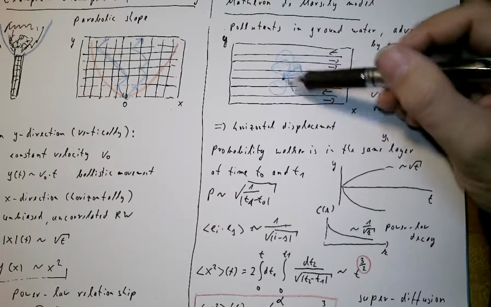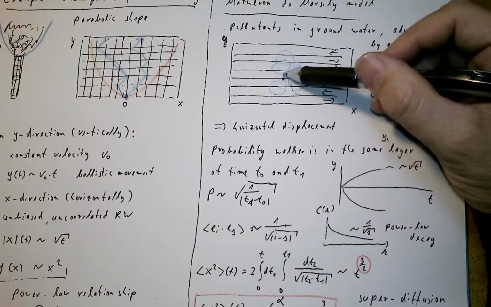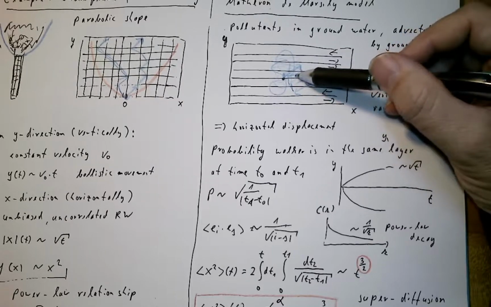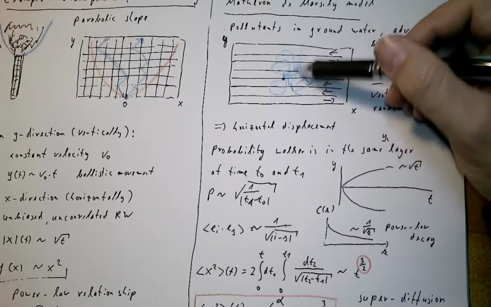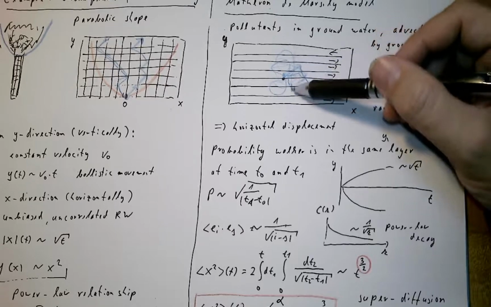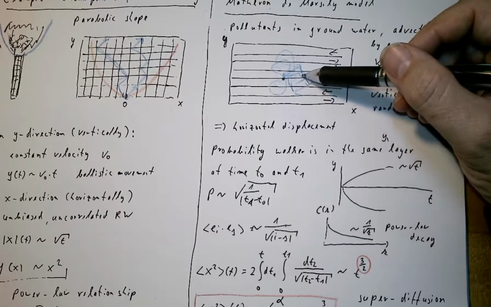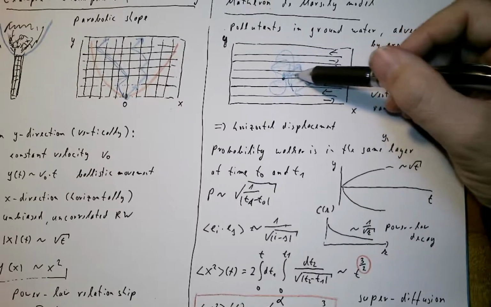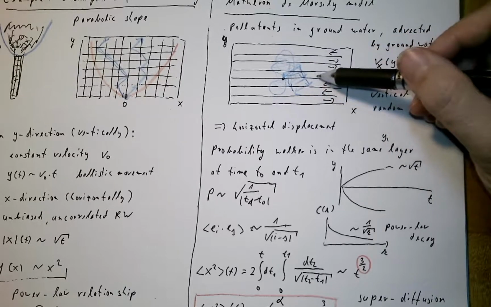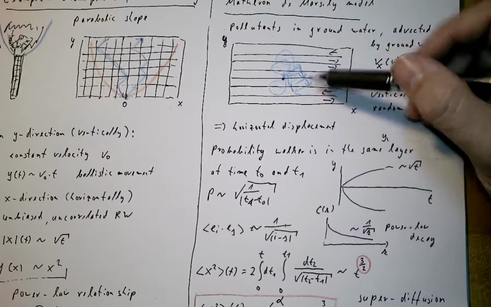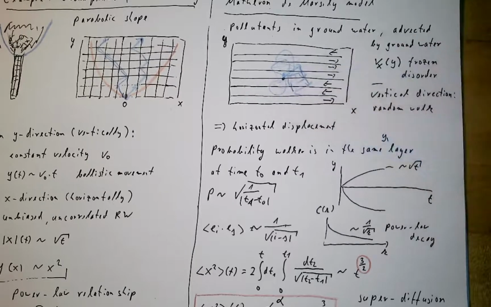So this gives a long-term memory, because if he was in a certain layer, he was advected in a certain direction, and then he is doing his random walk, and after a long time he comes back in the same layer. The memory is still there that first he was advected in a certain direction. So there's really a long-term memory in the horizontal movement.